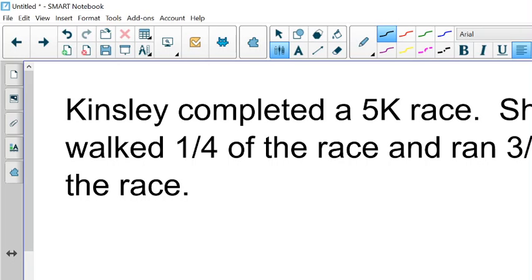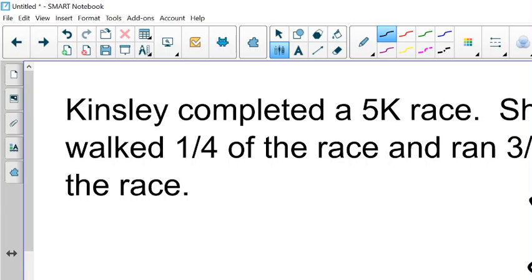Kinsley completed a 5K race. And what 5K means is 5 kilometers. Just so you know, that's what K means, which also means kilo means 1,000, so that's 5,000 meters. I just like to do that in my head. She walked 1/4 of the race and ran 3/4 of the race.